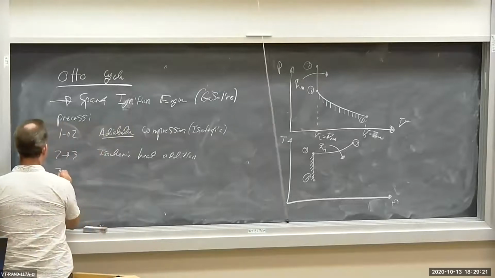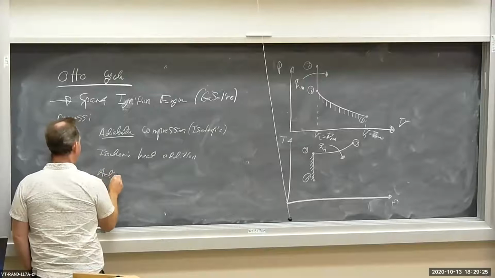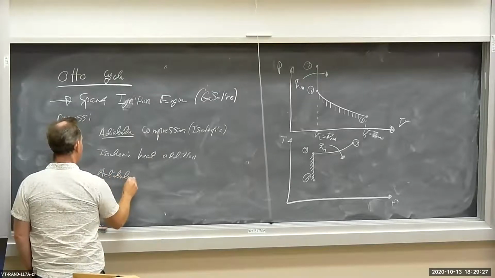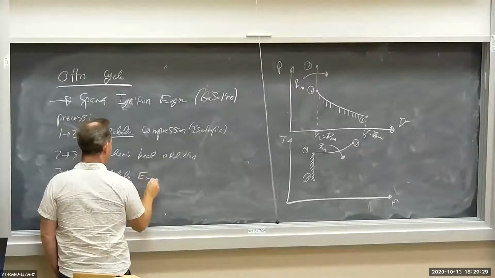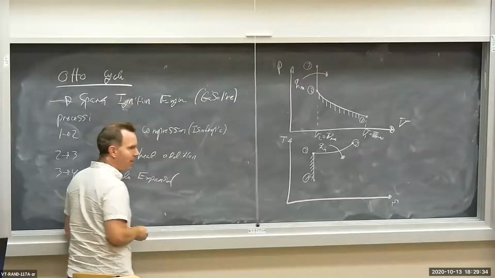Then we have process 3 to 4, which is adiabatic expansion. If it's adiabatic, it means it's isentropic.